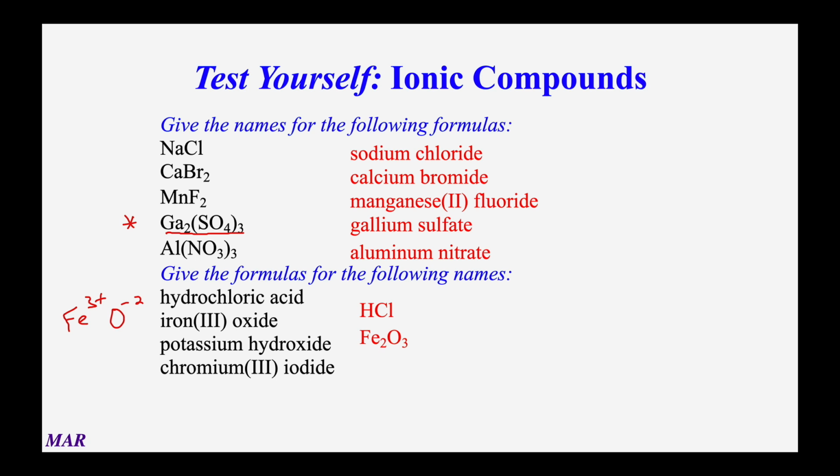Potassium hydroxide. Potassium is K, it's +1. OH minus is hydroxide, one of the polyatomic ions we saw earlier. They come together 1 to 1. That's going to be just KOH. And then finally, the last one, chromium 3, means chromium +3. Iodine group 7, 7 minus 8, iodine -1. So when they come together, you're going to have 3 -1s for every chromium. Chromium 3 iodide would be CrI3.